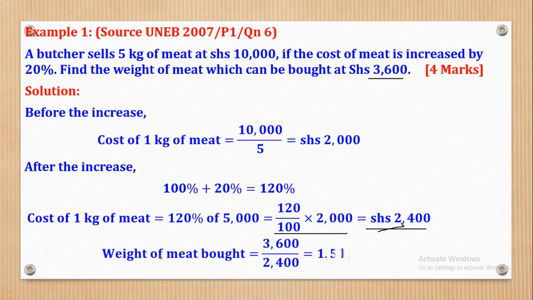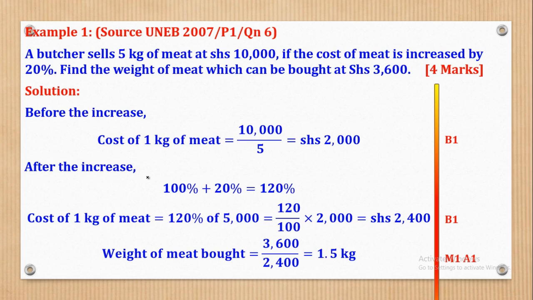So we shall come here and say that the weight of meat bought will be equal to this price you have divided by the rate, or the cost of 1 kilogram of meat, which is that, and that is this. So when you divide, you'll come up with 1.5 kilograms, and that will be the weight of meat that can be bought after the increase. So basically that's what they wanted, and now let's see how much can be awarded.